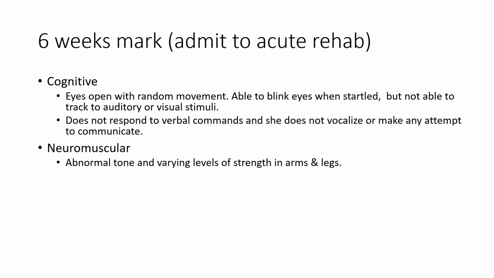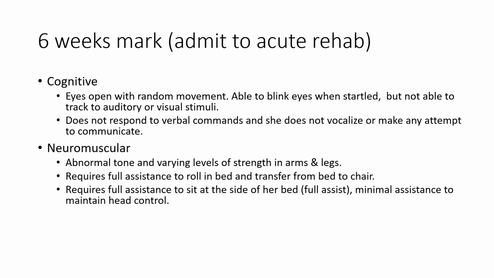From a neuromuscular perspective, we can appreciate that there's abnormal tone and varying levels of strength in both the arms and the legs. And as a result, she requires full assistance to roll in bed and transfer from bed to chair. She also requires full assistance to sit at the side of her bed, and this might be called a full assist, meaning that she's not going to be safe if she's sitting there to the side. If she is to be there at the side, someone will have to hold her vertically. Now, that said, there is sufficient muscle tone that she only requires minimal assist to maintain her head control.